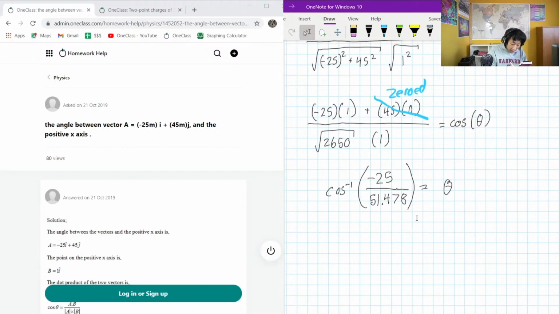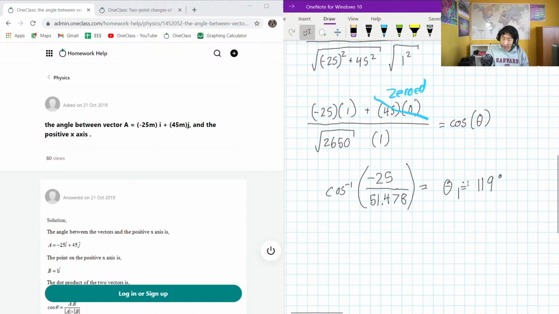So negative 25 divided by 51.478. Boom. So the result of this calculation for me is 119 degrees, approximately equal. There's a lot of decimals that I'm not going to write out because that is a lot of decimals that we need to keep in mind, but it's about 119 degrees.